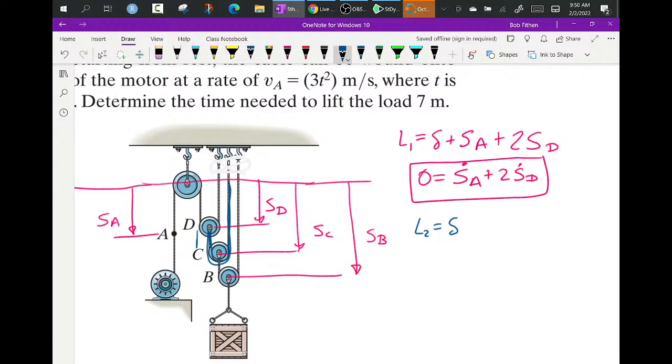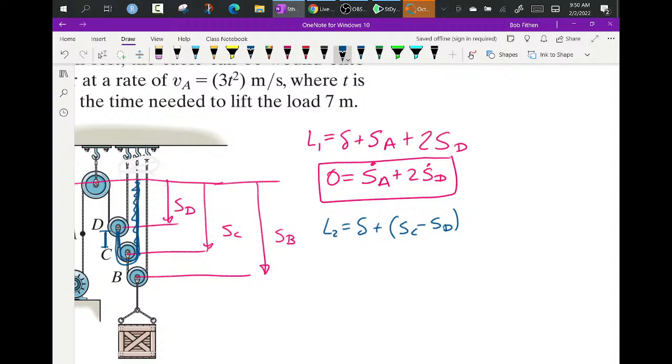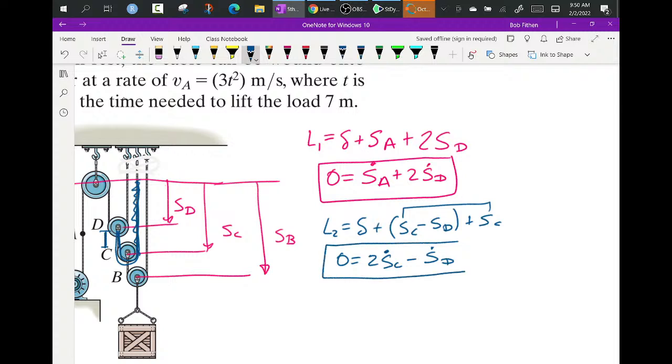The first interesting thing is this distance, and that's nothing more than SC minus SD. And then you've got this distance, and that's like SC. That's it. So now take your derivative there. I'll have to recognize I've got a couple of those: 2 SC dot minus SD dot, and there you go, there's that one.